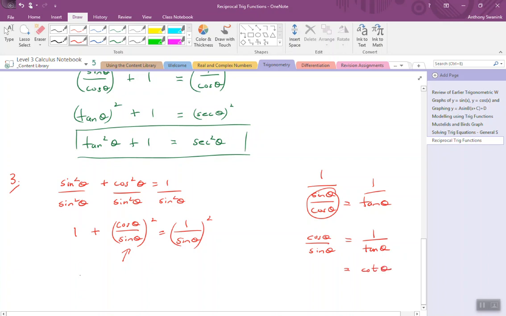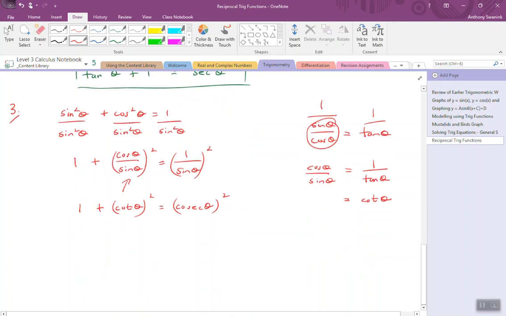So what can we do? We can say there 1 there, and this now from our work over here, we can say, well, that's cotan theta all squared, and 1 over sine, that's defined to be cosec, so it's cosec theta all squared. And we'll just move down a little bit. Okay, how do we write that? 1 plus cot squared theta equals cosec squared theta. Okay, third of our Pythagorean identities.